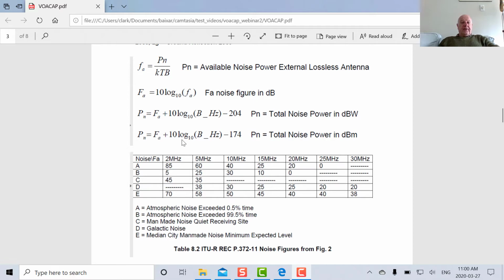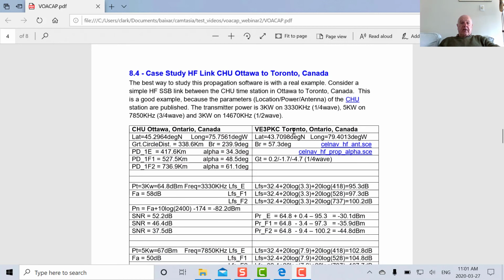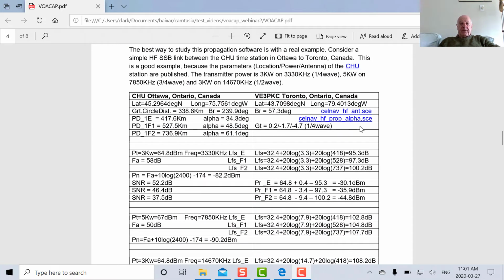So if we want the noise in dBm, we use this formula here. So the noise power in dBm will be this factor, the noise factor, plus 10 log. Now, this noise here is dBm per hertz, so we have to convert that to our bandwidth. If we're talking SSB, CHU transmission is upper sideband, so we're talking about 2400 hertz bandwidth, so we have to include that factor there to get the total noise. And again, we just read this particular table to get our FA. So down here, what I've done is I've just summarized the results of the CHU to VE3PKC.